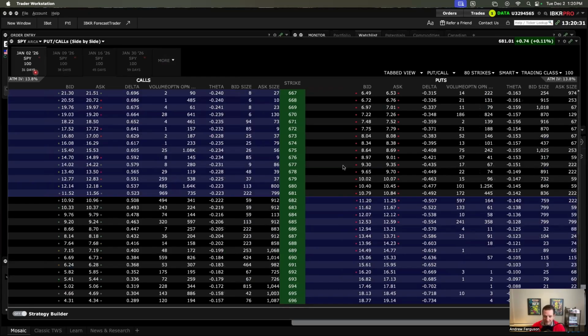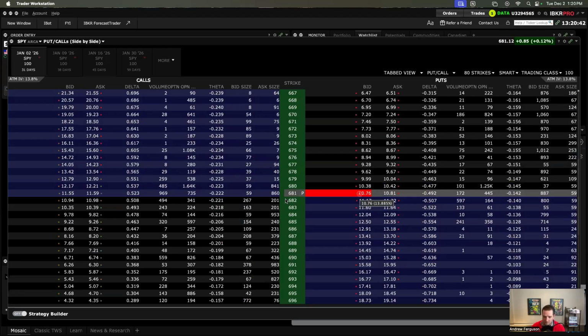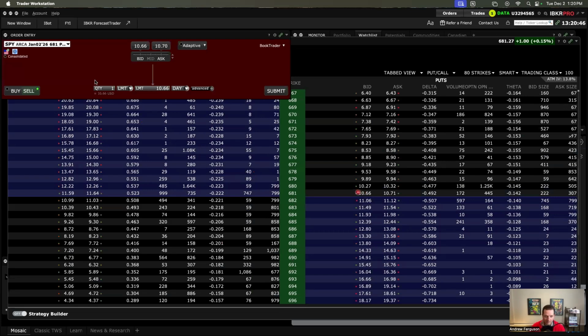Then you want to sell an at the money, which means right at where the current stock price is. The current stock price is 681. So we're going to go right at the money, and you're going to sell a put option just below the current stock price, right here at 681. So click there. I'm going to sell, pick a mid price, and click submit. Then you just want to make sure it shows up in your account.